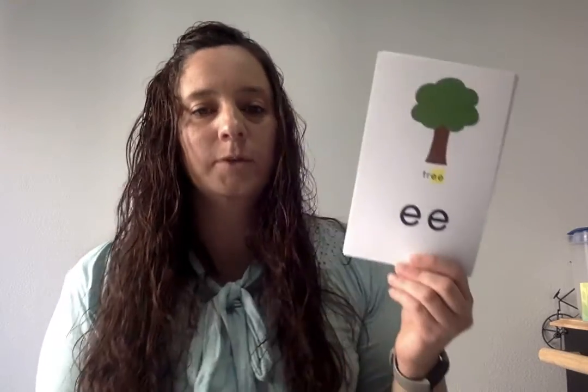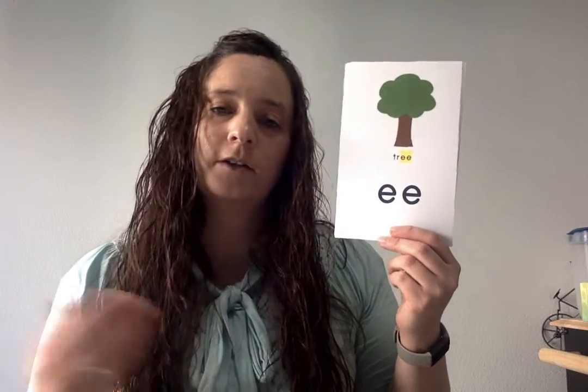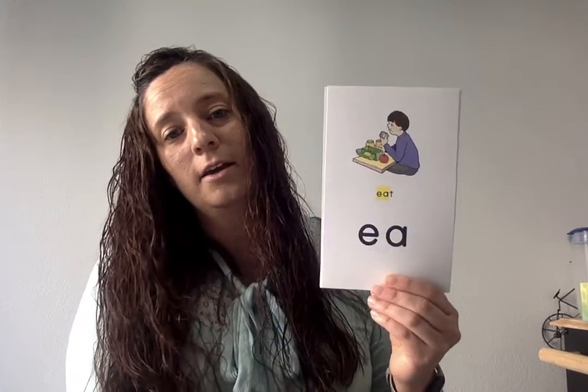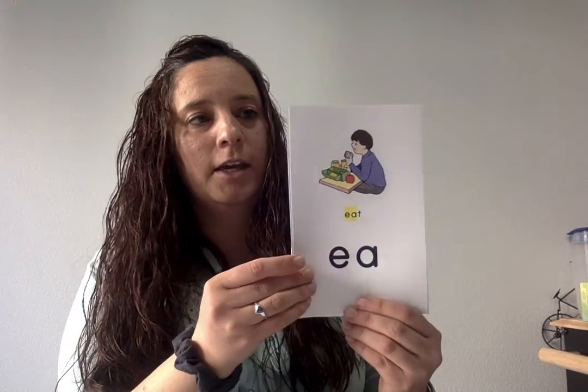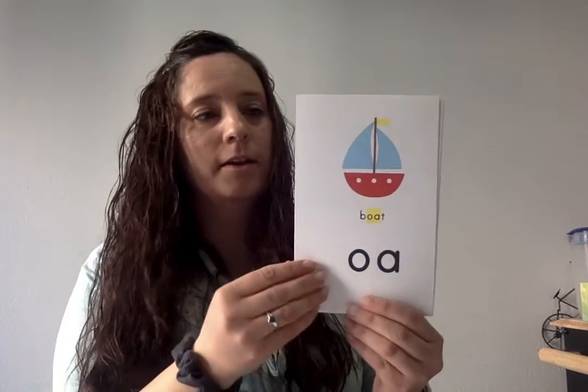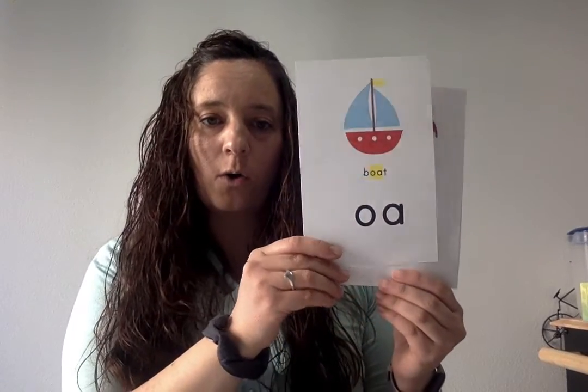Remember that when we see two vowels together, we always say the long vowel sound of the first letter that we see. So as we do these cards, we're going to say the letters are, and then we will say the sound is. So the letters are E-E, the sound is E. The letters are E-A, the sound is E. The letters are O-A, the sound is O.